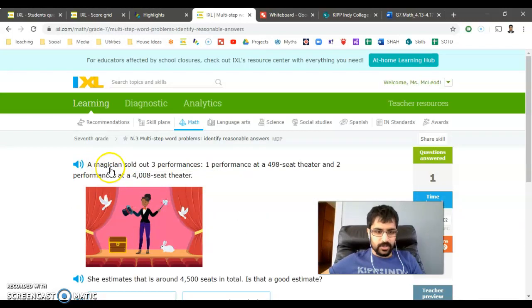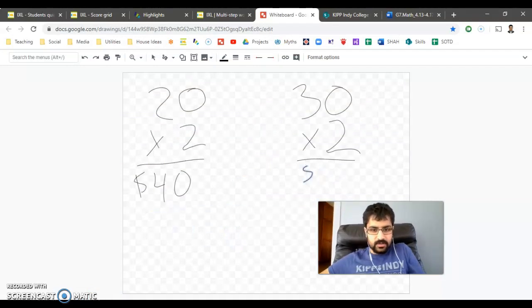Let's look at another example. A magician sold out 3 performances, one performance at a 498-seat theater, and 2 performances at a 4,008-seat theater. Already I can see that we can round these to some nice round numbers. So 498 rounds pretty easily to 500. I'm going to make note of that.